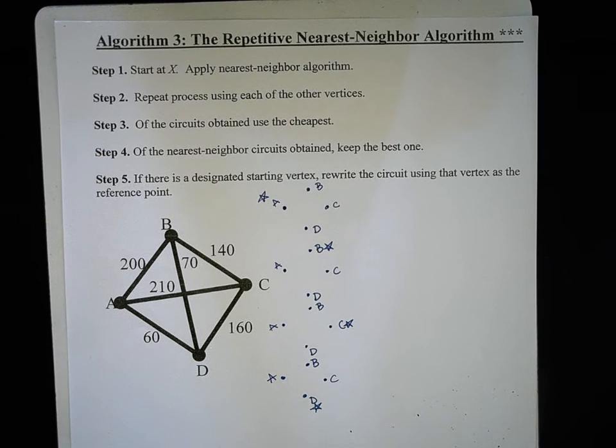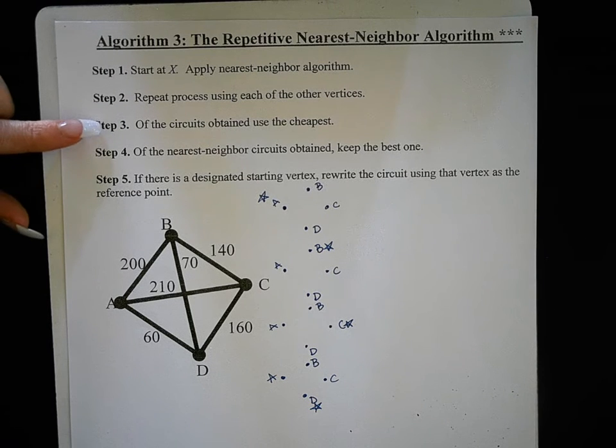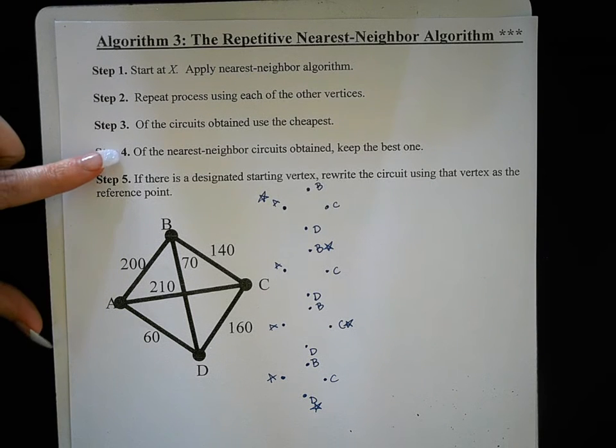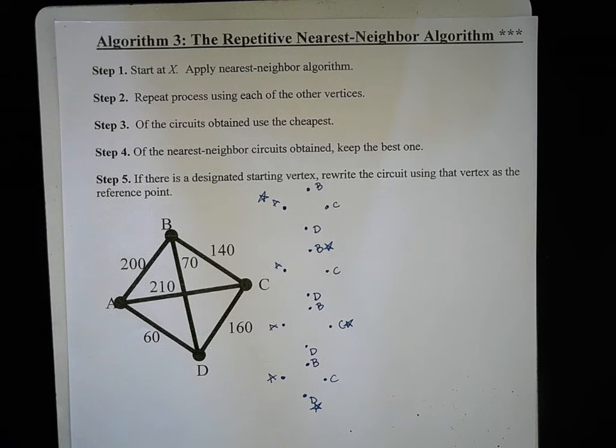Now, we will have 4 different Hamilton circuits at that point. And what step 3 says is, of all the circuits obtained, use the cheapest. So whichever one has the smallest value, that is going to be the Hamilton circuit that we are going to use with the repetitive nearest neighbor algorithm. So of the nearest neighbor circuits obtained, keep the best one.